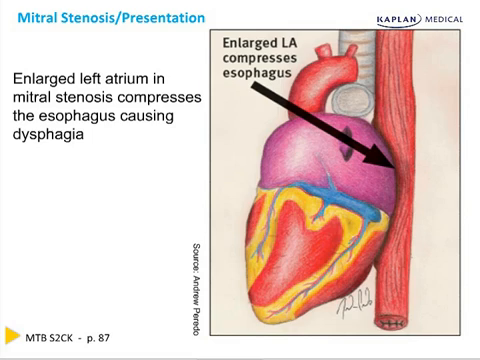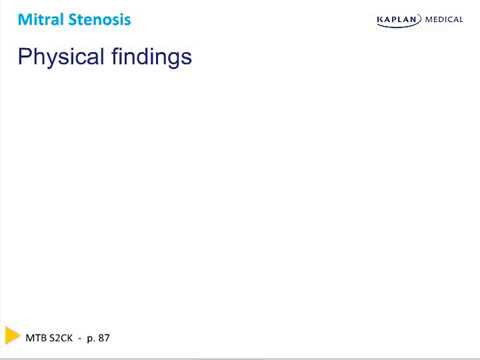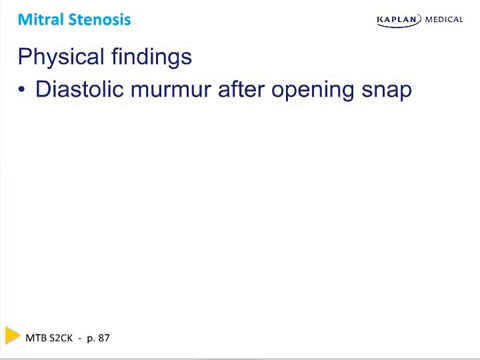Ooh, if it isn't original artwork, and the enlarged left atrium in mitral stenosis presses on that esophagus, causing the dysphagia. And there's the arrow with it pressing backwards. The unique physical findings of mitral stenosis is very straightforward. 200 years ago, it was an opening snap after the S2, and followed by a diastolic rumbling murmur.